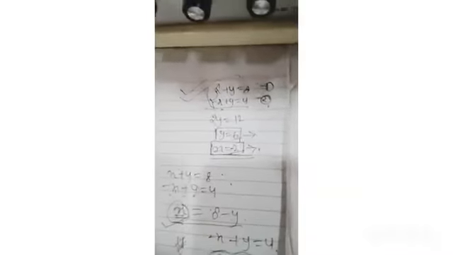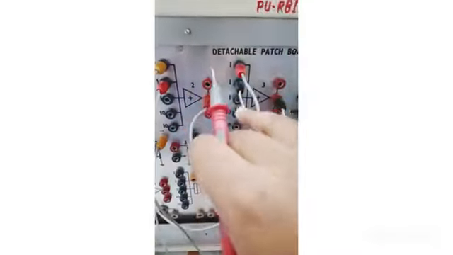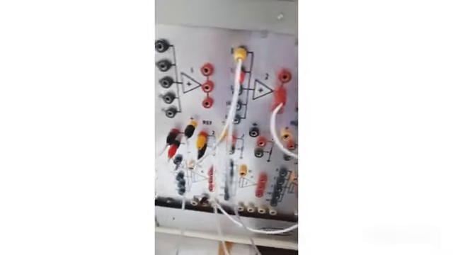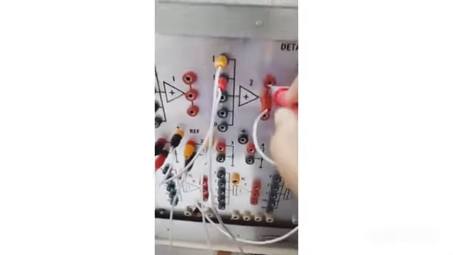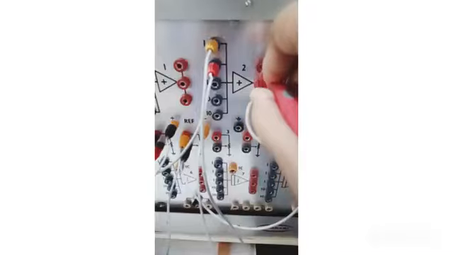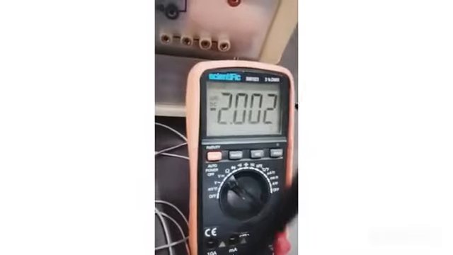And now let's see the value of x. Okay, from where can I measure the value of x? I can do that from here and here. Okay, let's do it from here. Let me show you. We are getting 2.002.